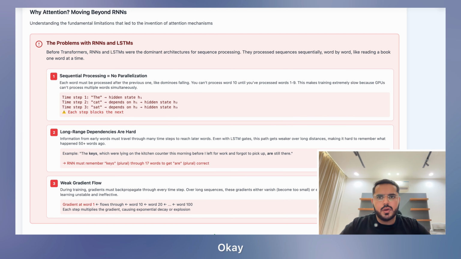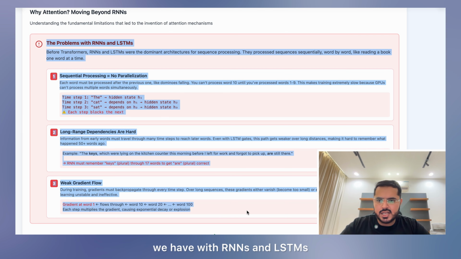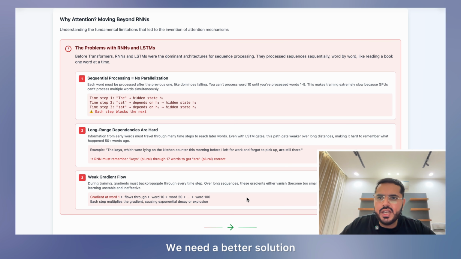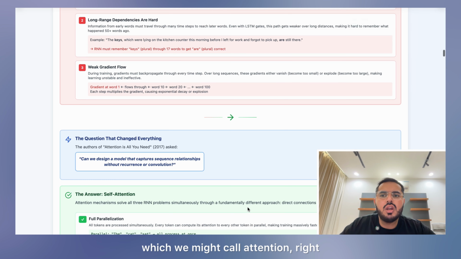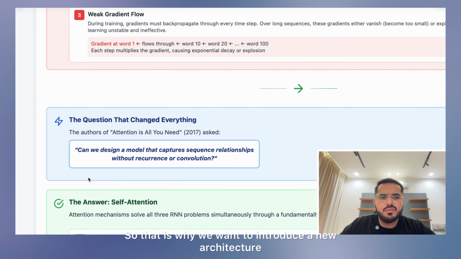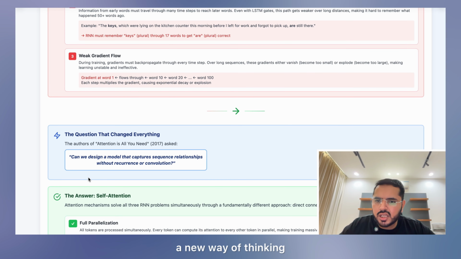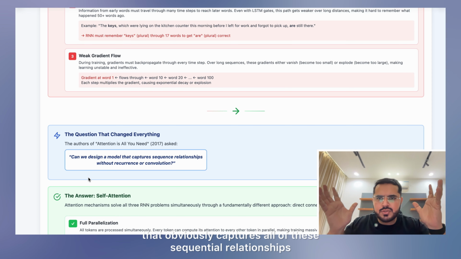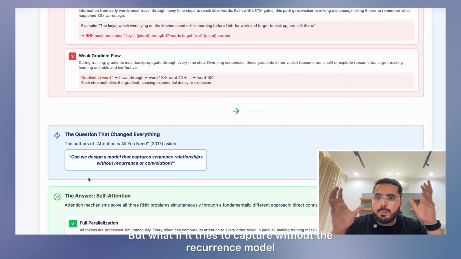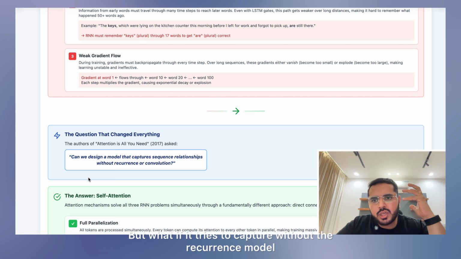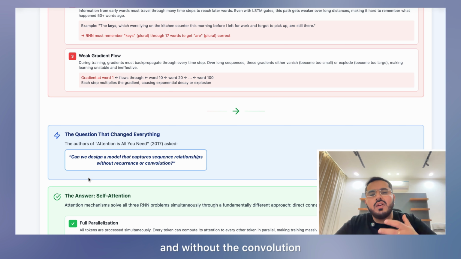I think these are all the problems we have with RNNs and LSTMs. That is why we need a better solution, which we might call attention. So we want to introduce a new architecture, a new way of thinking. We want to design a model that captures all of these sequential relationships, but without the recurrence relation and without convolution.